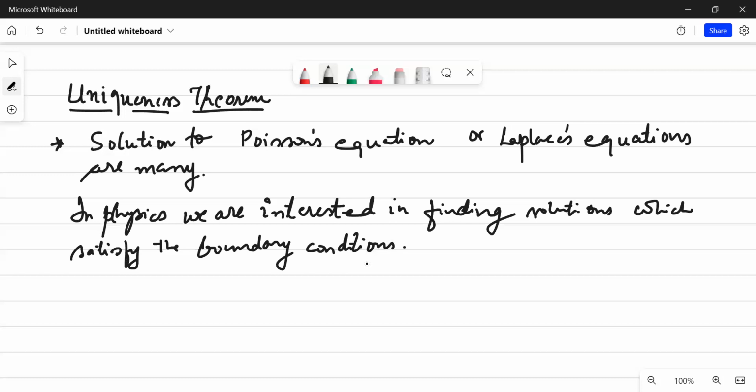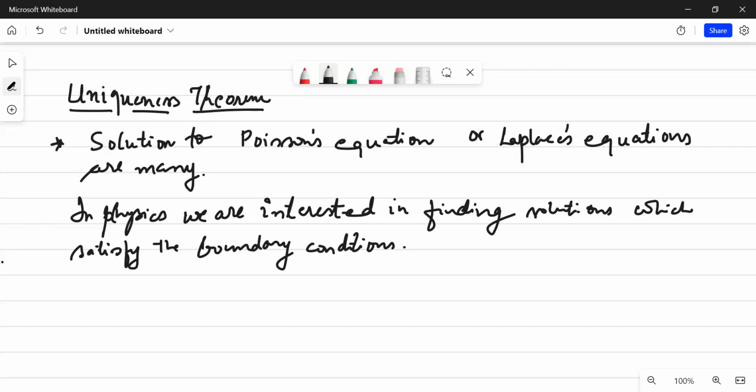So what happens is that once we know the boundary conditions, then the solutions to the Poisson equation or Laplace's equation are unique. That is what the uniqueness theorem says. All these things are very mathematical. I'll solve them later, but right now we're going to use these statements for a mathematically and physically relevant problem called the method of images.